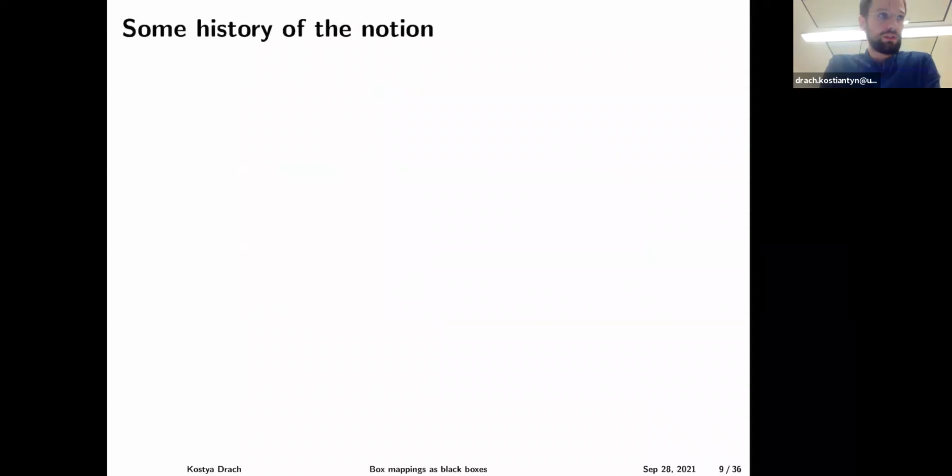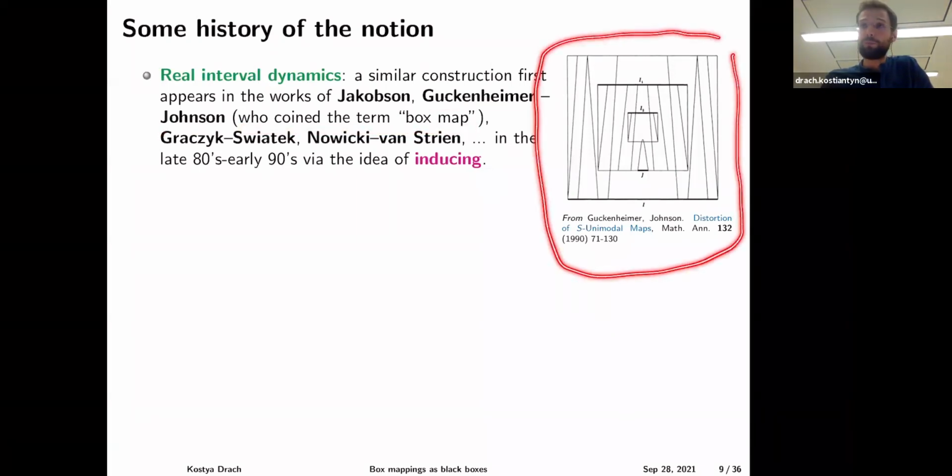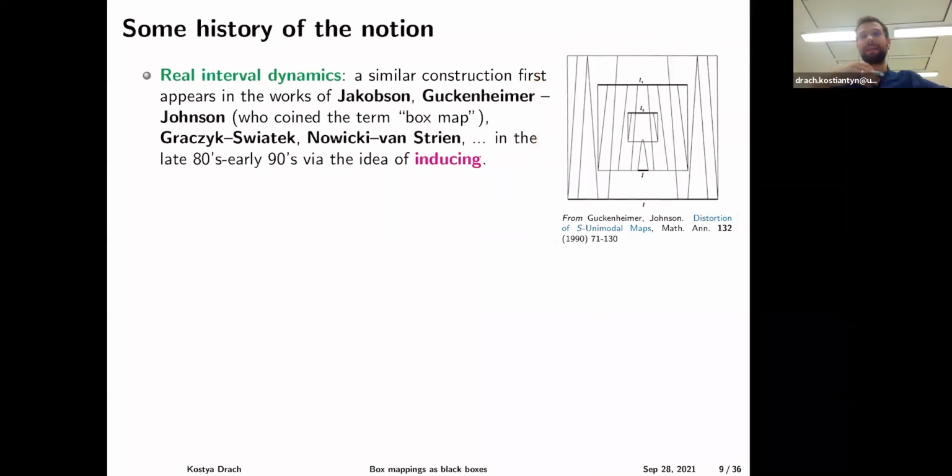But of course, this notion of box mapping has a long history, and let me try to account for some of the episodes. Since it is a very intuitive notion when you know it, it has a complicated history. In real interval dynamics, a similar construction first appeared in the works of Jakobson and later Guckenheimer and Johnson, who actually coined the term box map. Here you can see a picture which I took from their paper, and this is exactly why in the real world it was called box mapping. In fact, it was constructed as a sort of inducing scheme for various smaller intervals. And we have the nest of these boxes that provides finer and finer partitions.